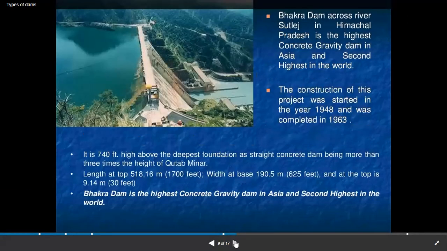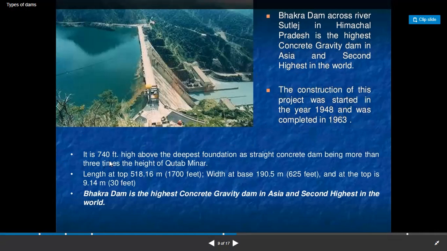And here also, guys, this is Bhakra Dam across river Satluj in Himachal Pradesh. It is the highest concrete gravity dam in Asia and second highest in the world. The construction of this project was started in the year 1948 and was completed in 1963.